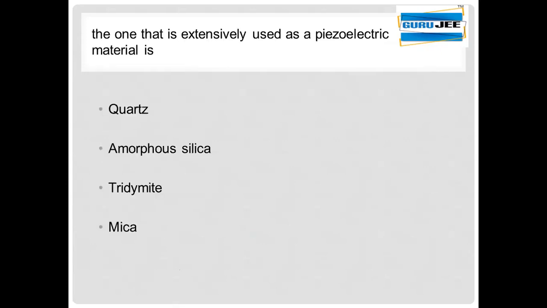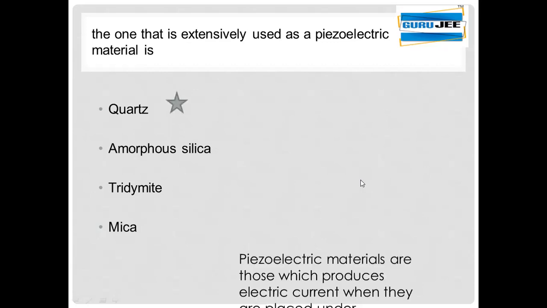Another one, you have to note down the question. Which one among these substances is extensively used as a piezoelectric material? Piezoelectric material. The options given are quartz, amorphous silica, tridymite, and mica. The answer is quartz.